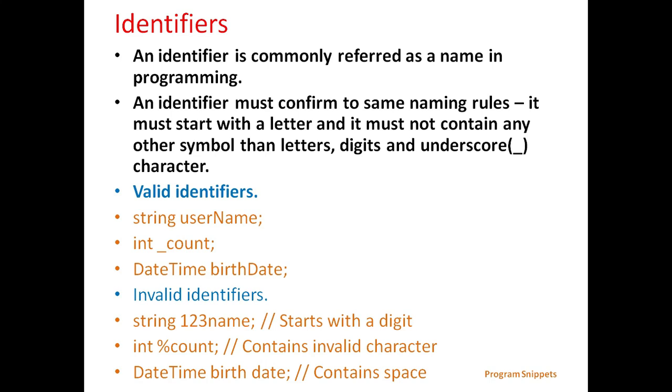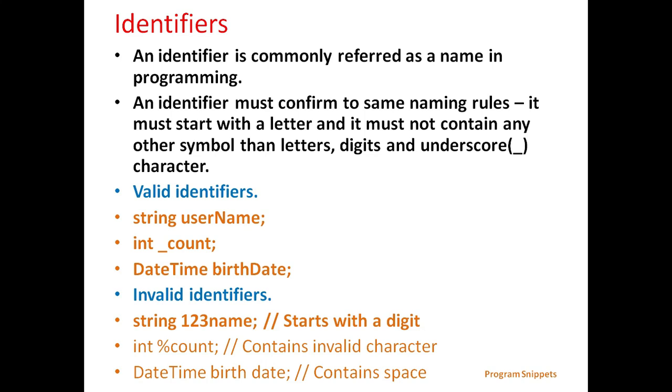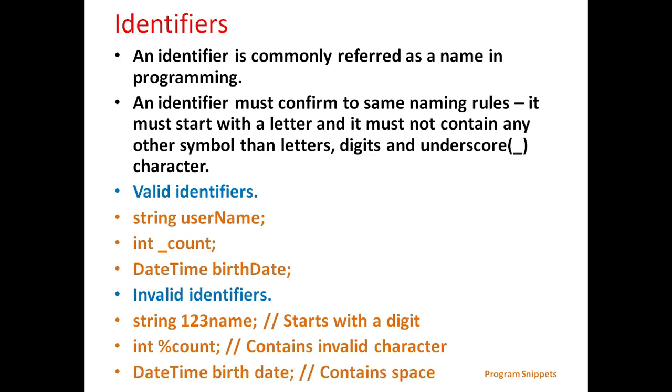underscore. Valid identifiers are string username, then int _count, and DateTime with identifier name birthDate. Invalid identifiers are string 123name since it starts with a digit, int %count since it contains an invalid character, and DateTime with 'birth date' since it contains a space between birth and date.